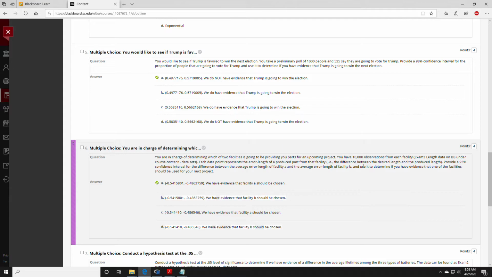And so provide a 95% confidence interval for the difference between the average error length of facility A and the average error length for facility B, and we want to use it to determine which facility we should get our parts from. So hopefully, from this sentence, we should be able to determine that we are doing a confidence interval for the difference between two means. And so the next step is to determine which of the three methods. Recall, we don't have to do this by hand, but there are still three methods, and we have to tell R which of the three methods needs to be used.